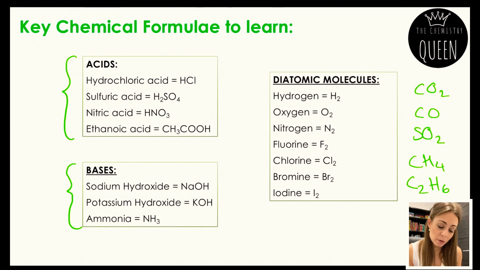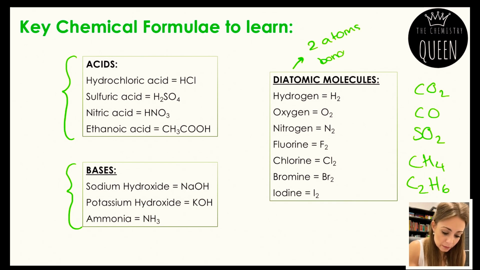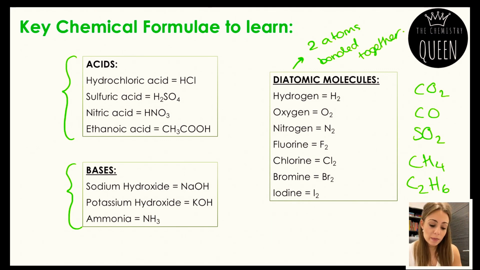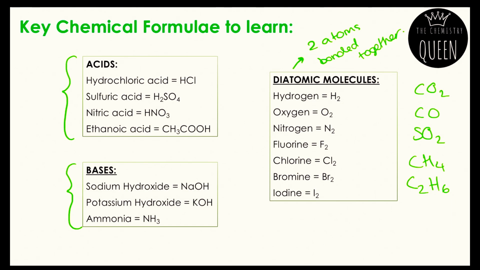So diatomic molecules basically means you've got 2 atoms bonded together, and there are many elements, as you can see listed, where they don't exist as single atoms, they exist as 2 atoms bonded together, so diatomic molecules. So when you're writing these elements in a chemical equation, they have to be written diatomic.